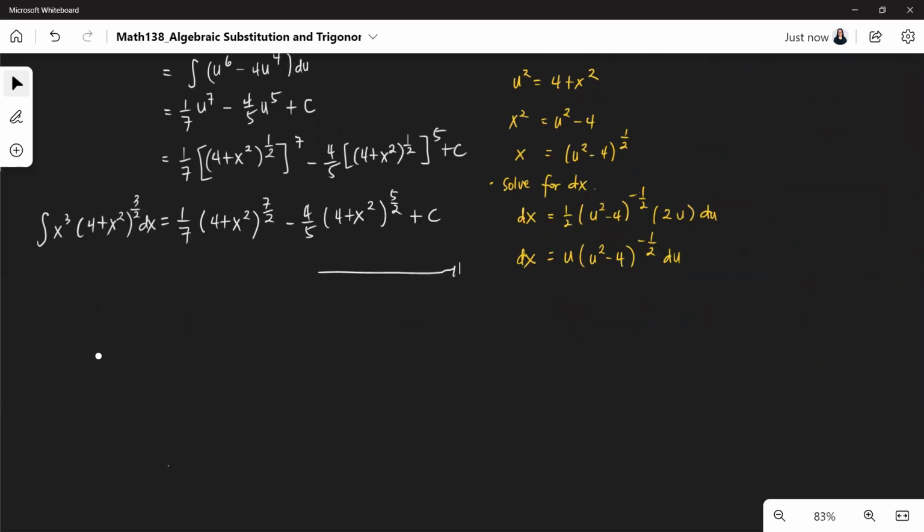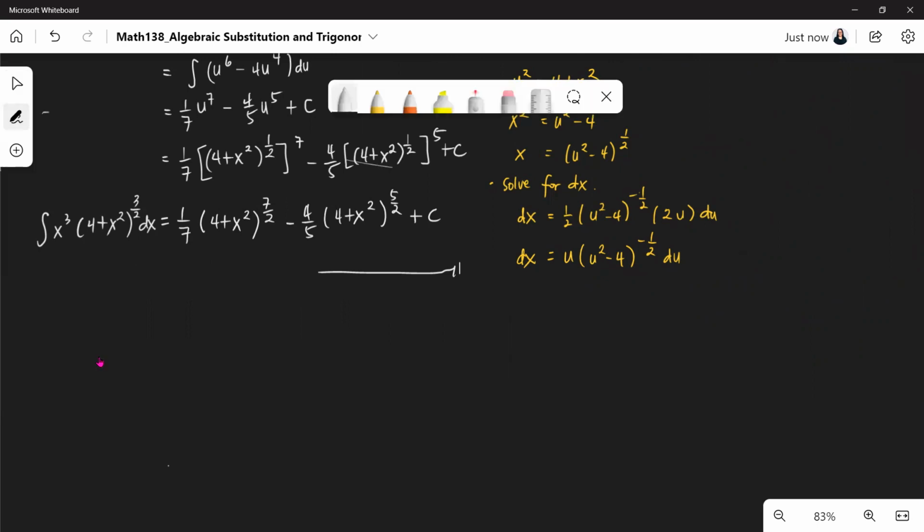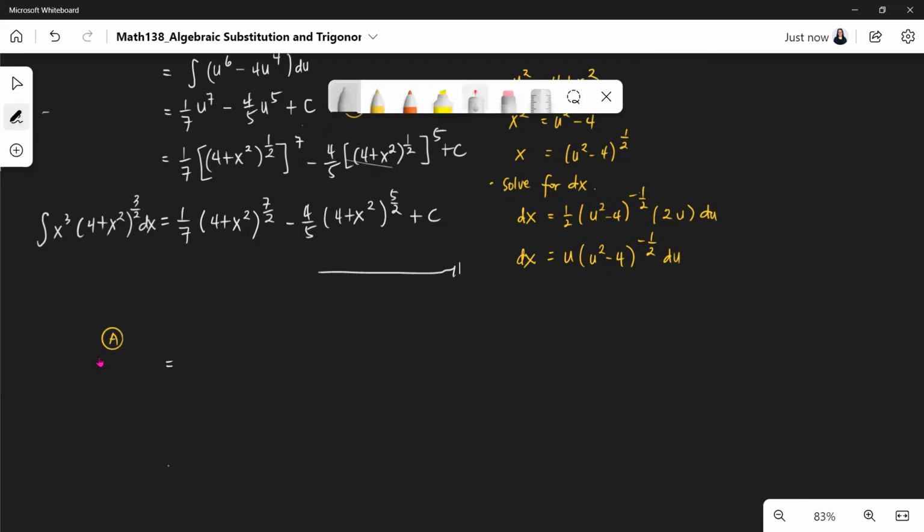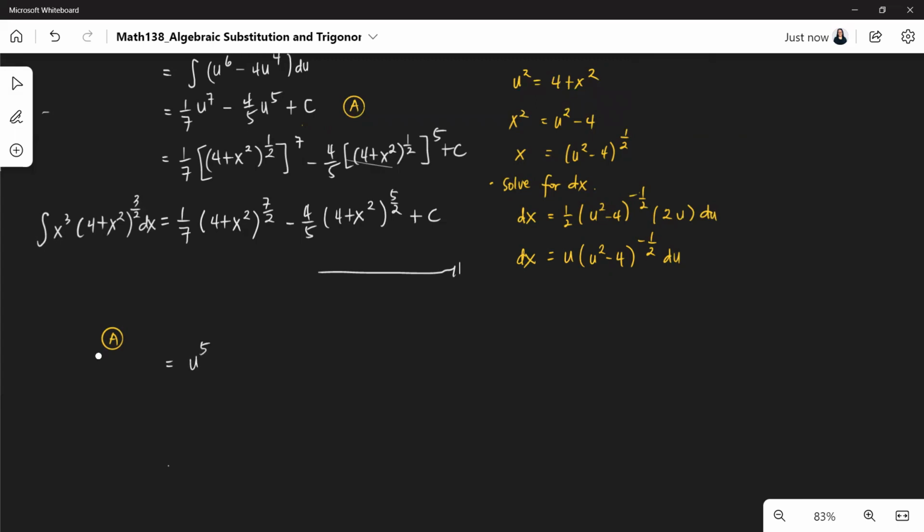The alternate solution would be factoring out u squared. Let me write this point as A. So we factor out the common factor, which is u raised to the power of 5. We need to multiply it with 1/7 u raised to the power of 2, and then minus 4/5 times 1, or 4/5, and then plus c.